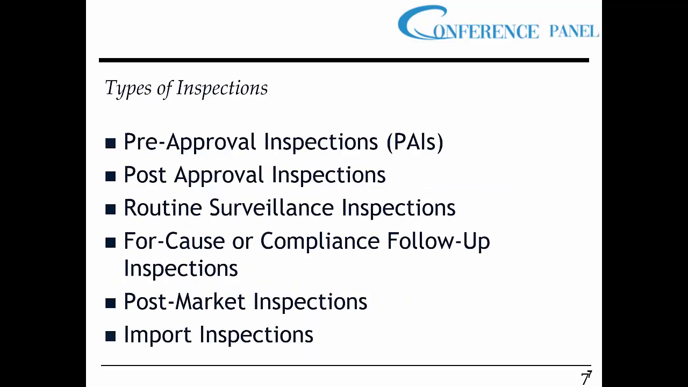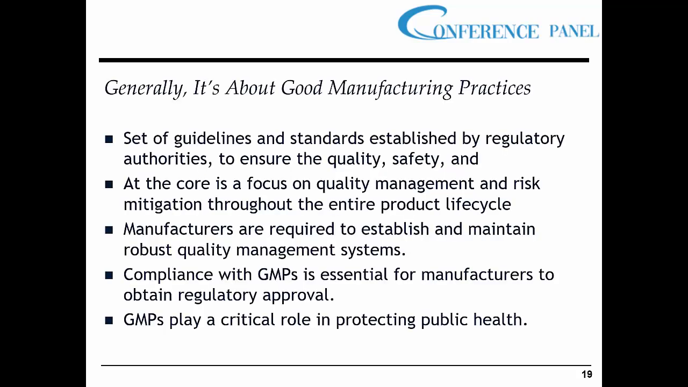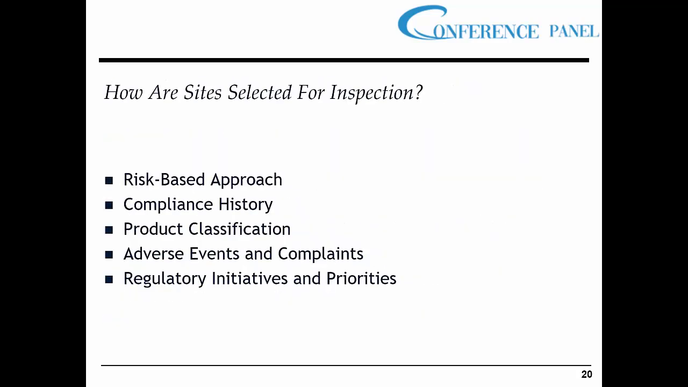The FDA conducts various types of inspections to assess compliance with regulatory requirements. FDA inspections are conducted by trained investigators who are authorized to examine various aspects of your facility, your laboratories, your processes, whatever they might be. The FDA employs various methods and criteria to select establishments for inspection.